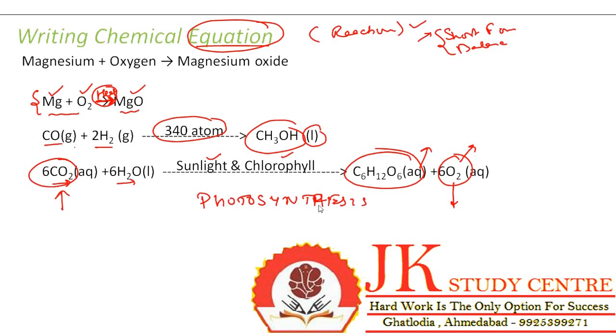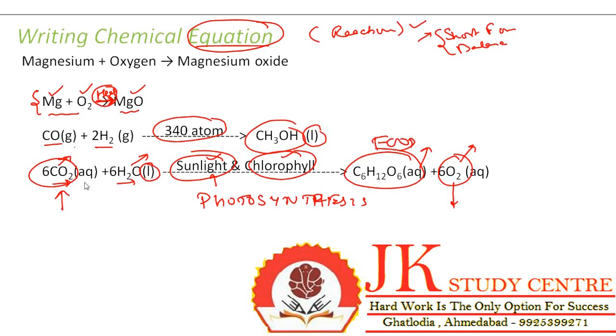So what happens is the tree takes carbon dioxide, and the tree takes water, which we give to the tree. In the presence of sunlight and chlorophyll, only in the day, the tree produces oxygen, and it produces this substance, which is nothing but the food for the tree, right? So this is a typical example of a chemical equation where we write everything in short form, right?